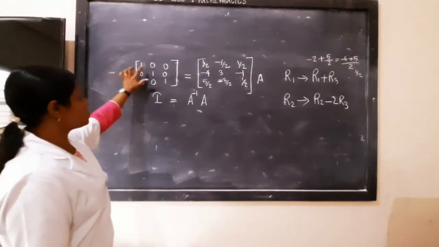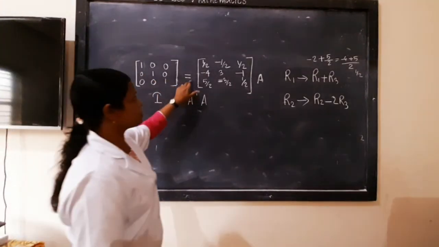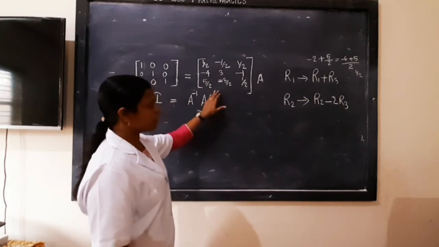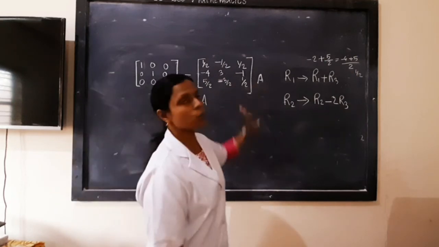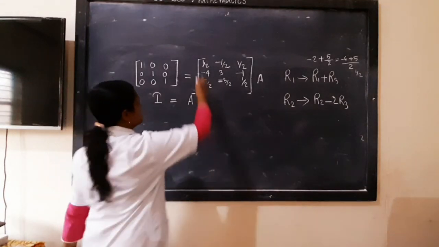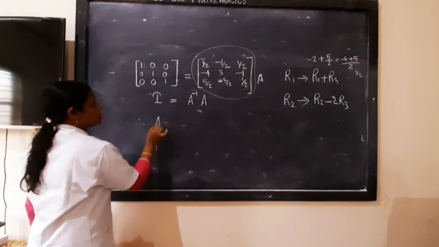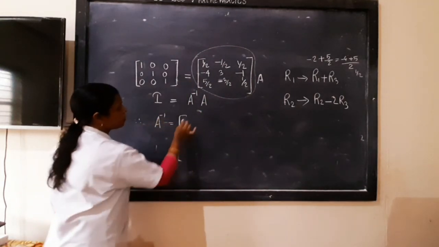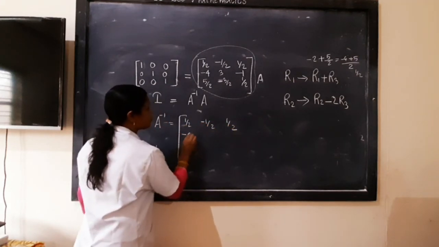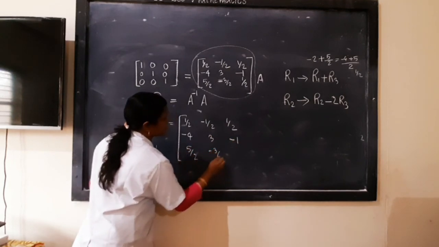And now we get matrix 1 0 0, 0 1 0, 0 0 1, which becomes an identity matrix. Okay, that is equal to matrix 1 by 2, minus 1 by 2, 1 by 2, minus 4, 3, minus 1, 5 by 2, negative 3 by 2, 1 by 2 into A. Now it is of the form I is equal to A inverse into A. So A inverse is this matrix. Okay, so we write therefore A inverse is equal to matrix 1 by 2, negative 1 by 2, 1 by 2, minus 4, 3, minus 1, 5 by 2, negative 3 by 2, 1 by 2.